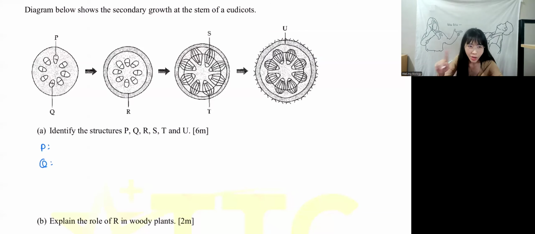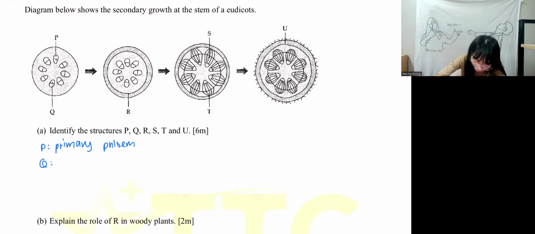So P, can you guys tell me what is P? P is outside, correct? We cannot just write phloem, guys. What is the word you have to use? Primary or secondary? Primary, correct. This is primary phloem. What about Q? Q is primary xylem, correct? This is primary xylem.